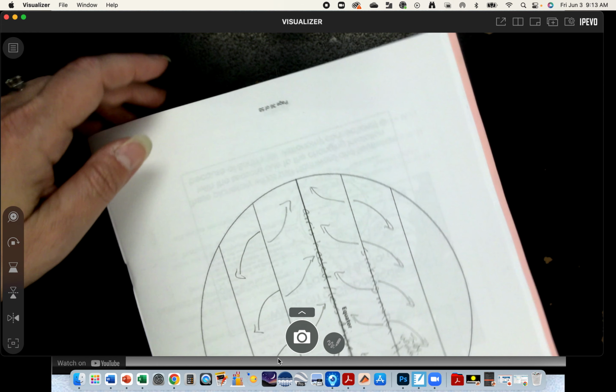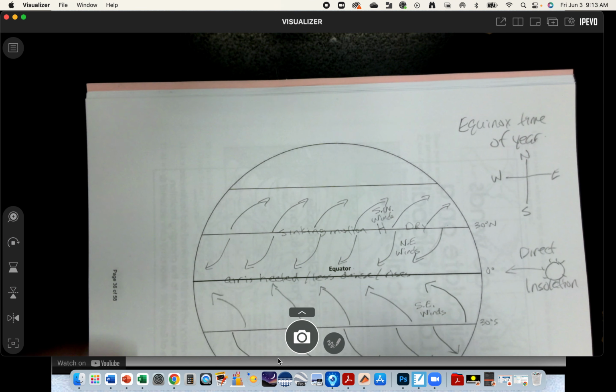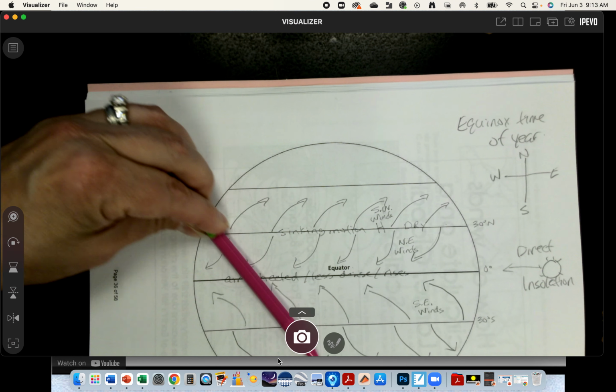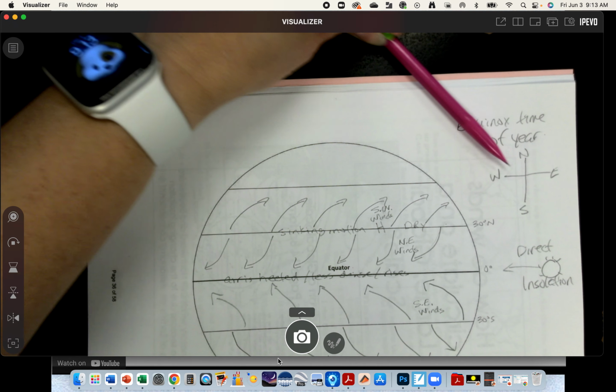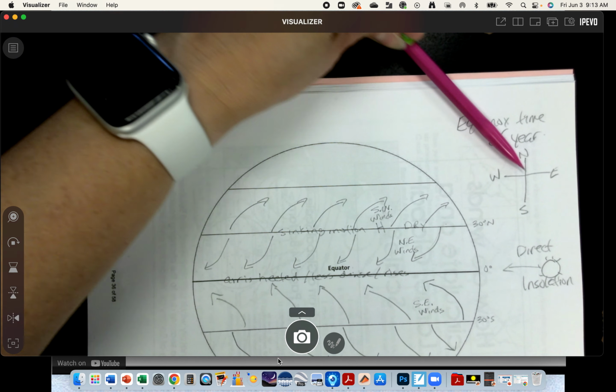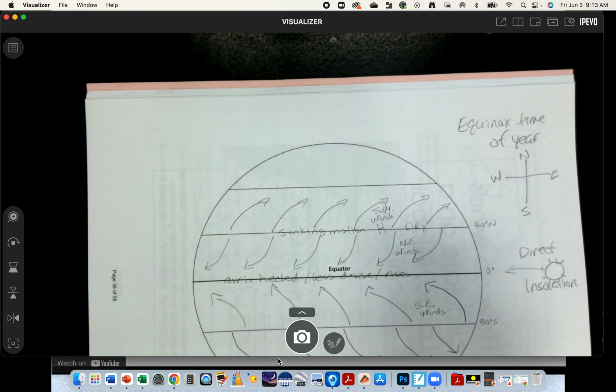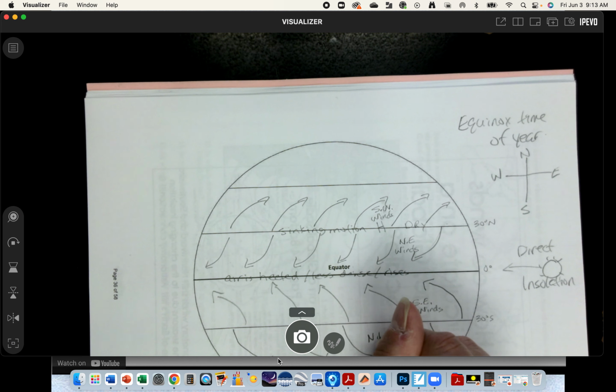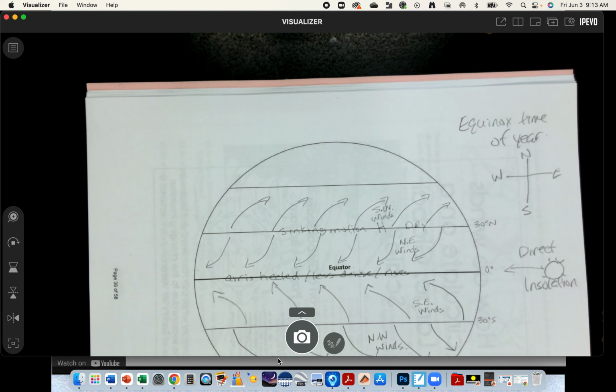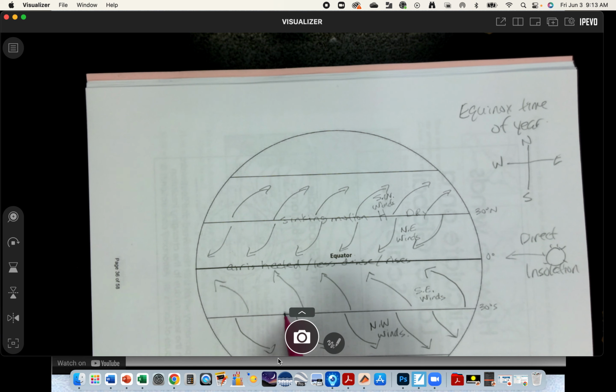Okay, let's go back to north up. So these winds are coming from that direction. So these winds are coming from the what? From the northwest. So these are northwest winds. And this area is also dry.